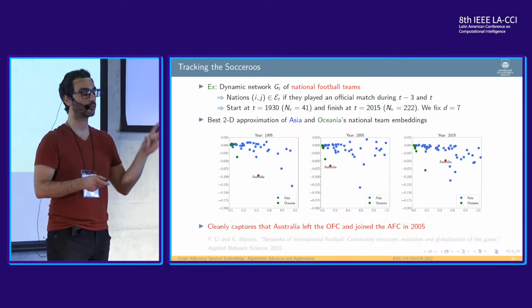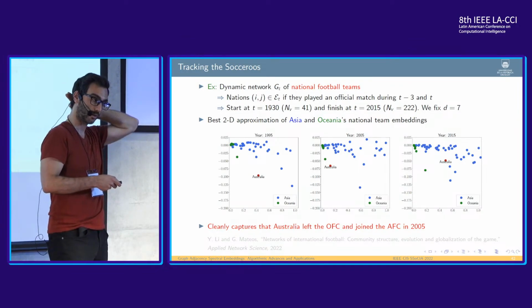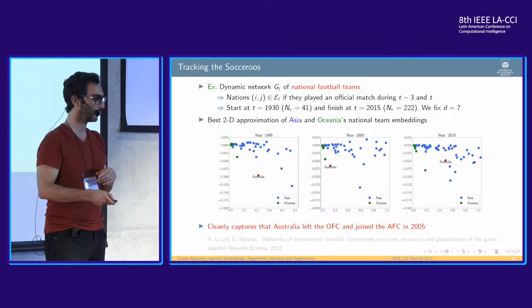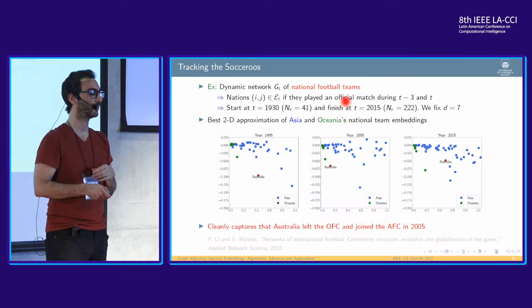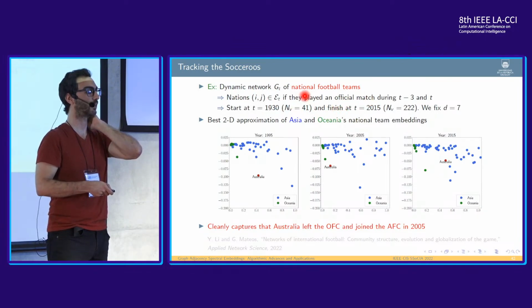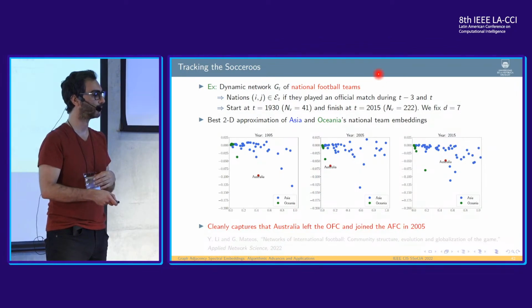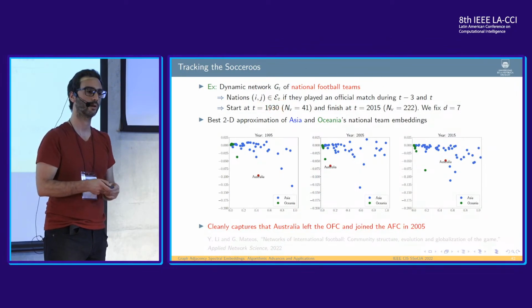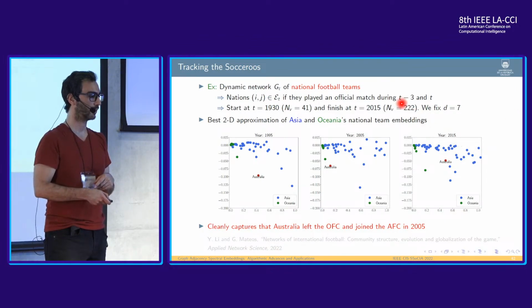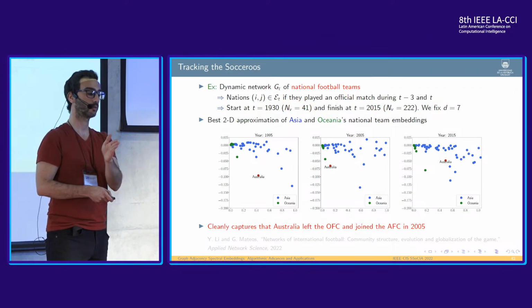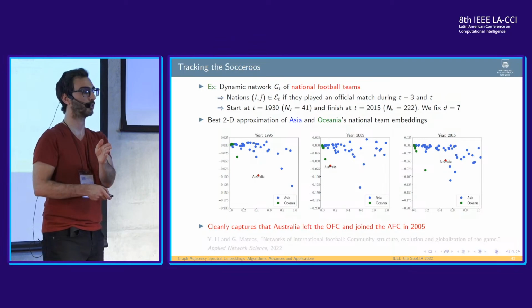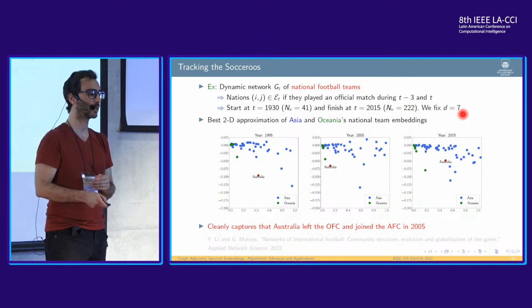I think this is the last example of this. This is, I think, nowadays a very reasonable example, which is national football teams. There is a data set which contains all the football matches between the national selections from, I don't know, I think 1930, maybe even before that. This data set is up to 2015, and we compute for each year the embedding of each national selection, right? And we fix the dimension of the embedding to d equals 7.